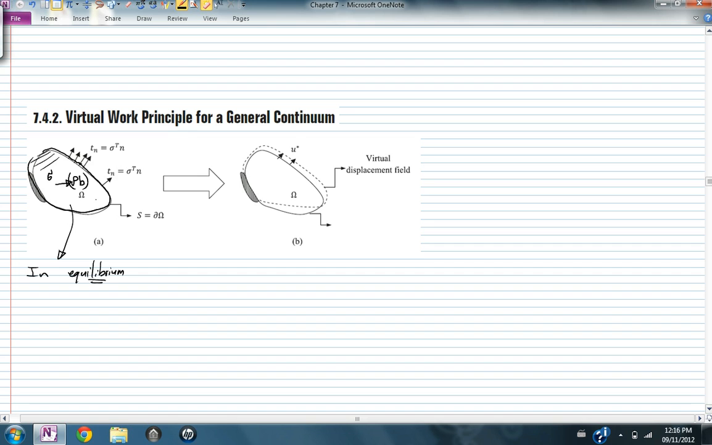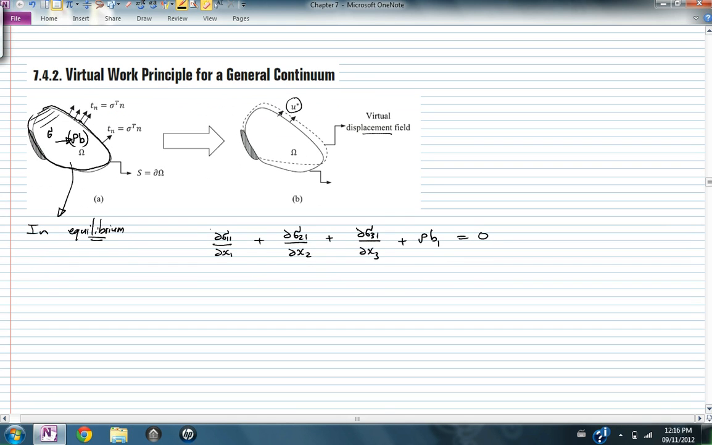Now from this equilibrium, I'm going to apply a virtual displacement field. I'm going to call this virtual displacement field u star, and u star could be anything I want. Starting from the equilibrium equations, they state the following: partial sigma 1 1 by partial x1 plus partial sigma 2 1 by partial x2 plus partial sigma 3 1 by partial x3 plus rho b1 is equal to 0. That's the first equation. And I have another equation, and a third equation.